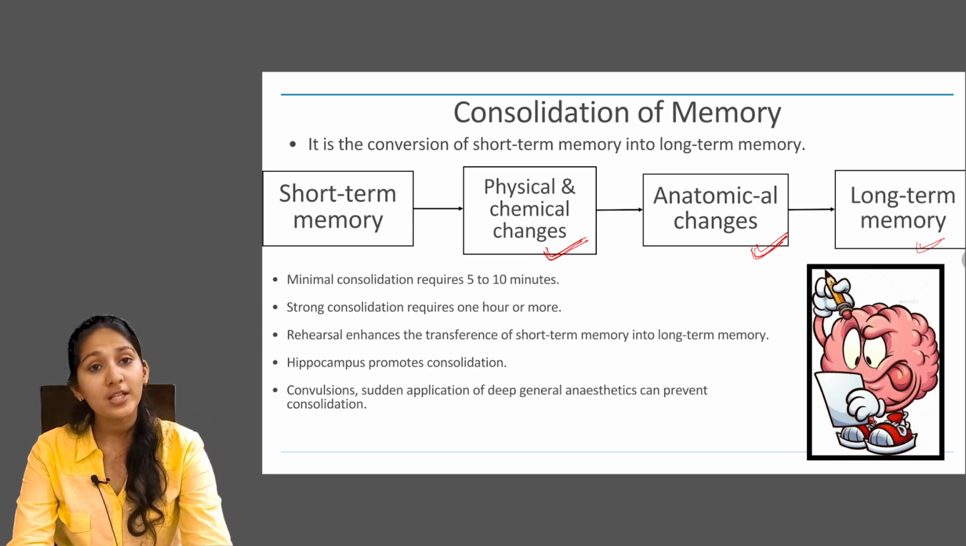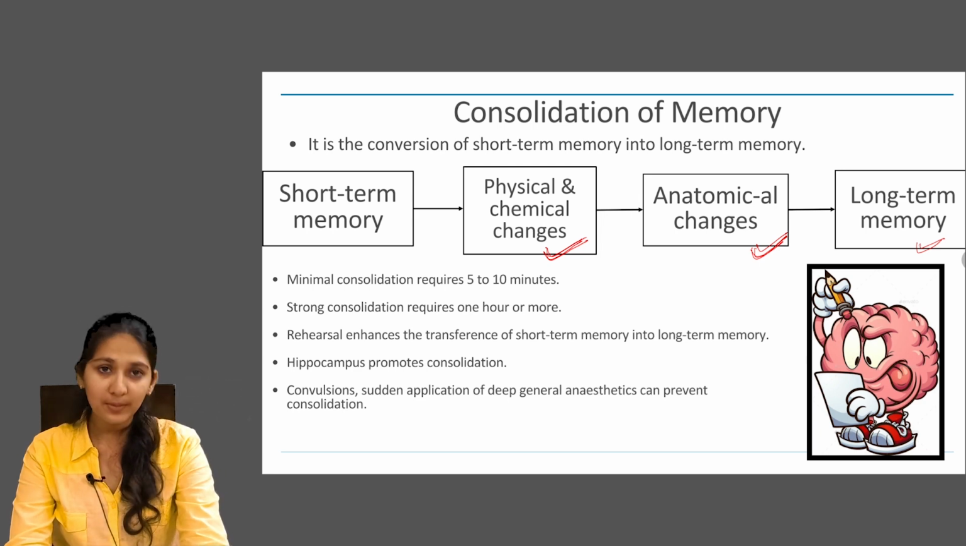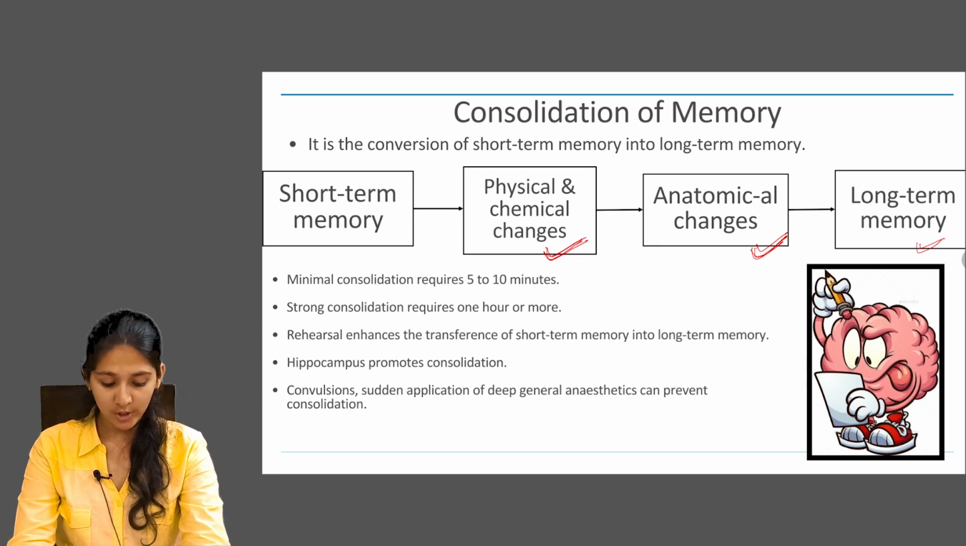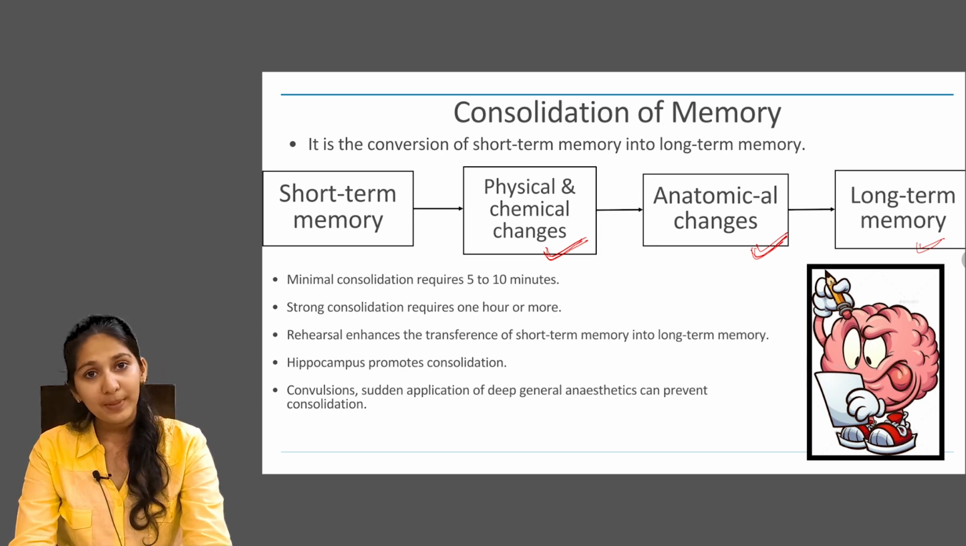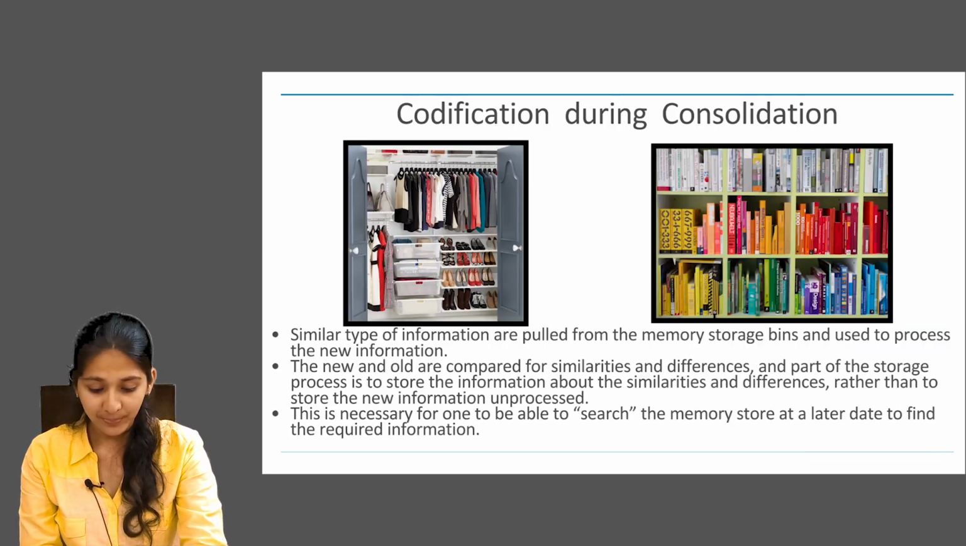Rehearsal enhances the transference of short-term memory into long-term memory. The hippocampus is the region in the brain which is going to promote consolidation. Convulsions and sudden application of very deep anesthetics can prevent this kind of consolidation.